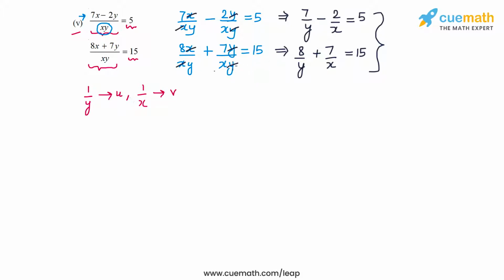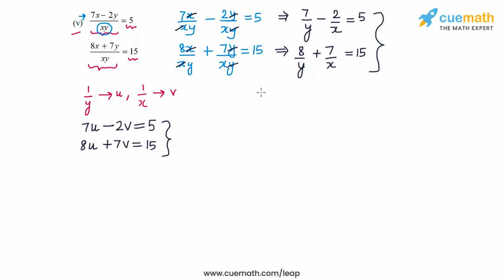So let's do that. So the first equation will become 7 by y or 7u minus 2 by x or 2v equal to 5, and the second equation will become 8 by y or 8u plus 7 by x or 7v is equal to 15. So now we have a pair of linear equations in u and v, so we can solve them using any algebraic method and find the values of u and v. So let's use cross multiplication this time to solve this pair of equations.